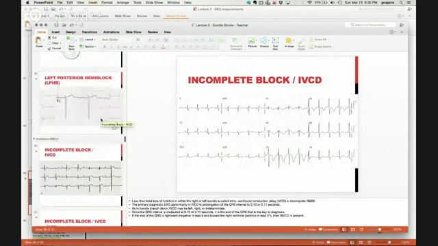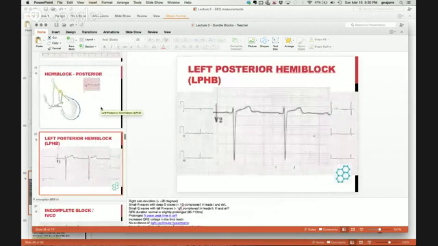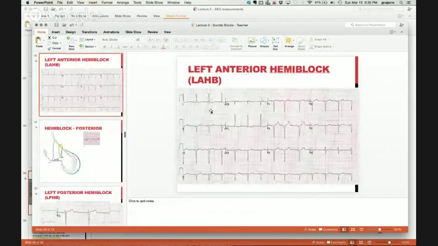Whereas a hemiblock really just refers to axis deviations without evidence of left or right bundle branch block. So this is a perfect example, right? You see axis deviation, but you don't see QRSs that look like left or right bundles in V1 and V6. Okay, beating a dead horse, I think.